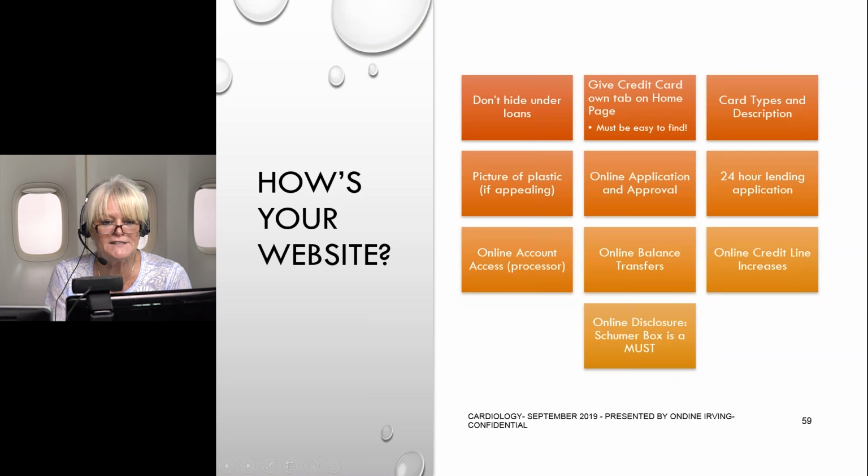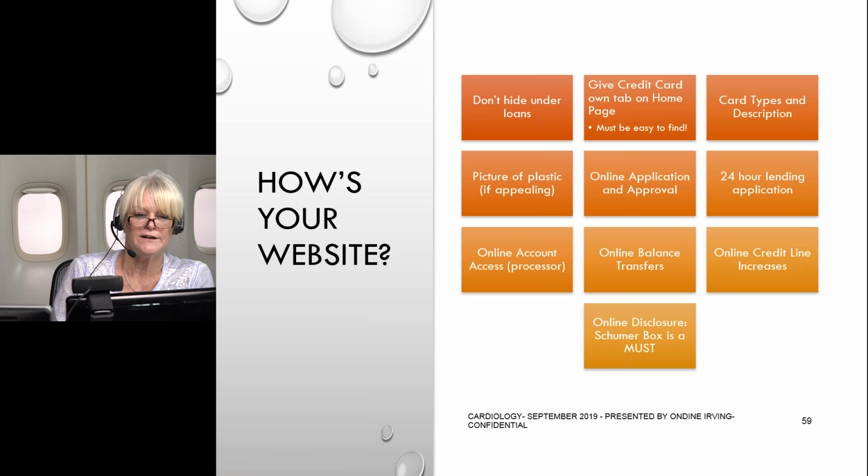Okay, now how's your website? Don't hide it under loans. Give it its own tab. List card types and descriptions. Picture of plastic. Online application and approval. And for those of you that received a book, you go to that website section and you will see there are credit unions that are still saying, fill out this form and we will mail you an application. No joke.